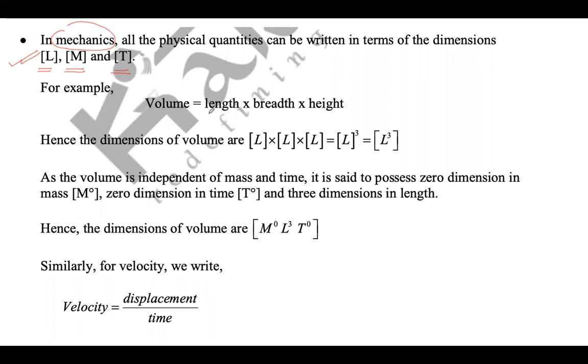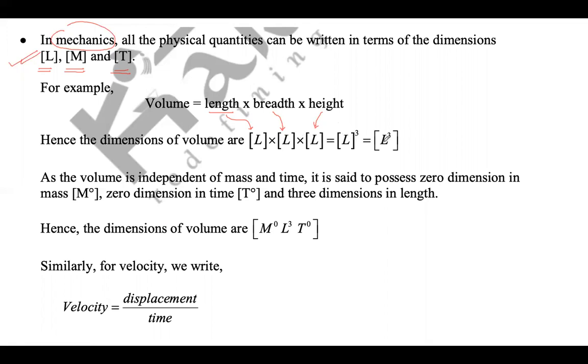So volume, for example, is length into breadth into height. Length is always measured by L only. Breadth is again a quantity which is measured by length, and height again is by length only. So the dimension is of length only.